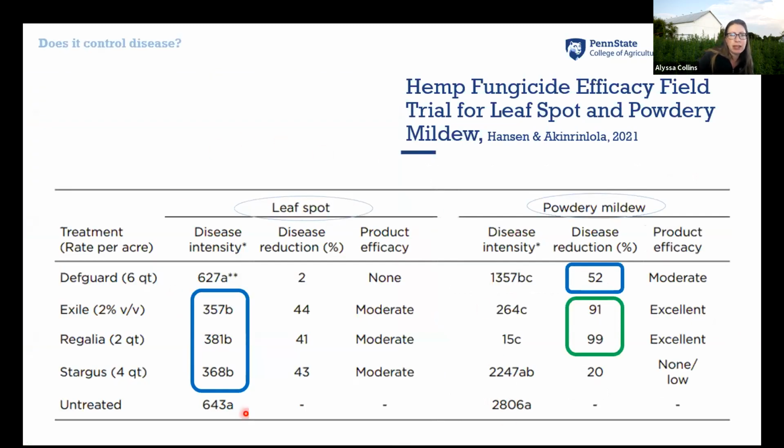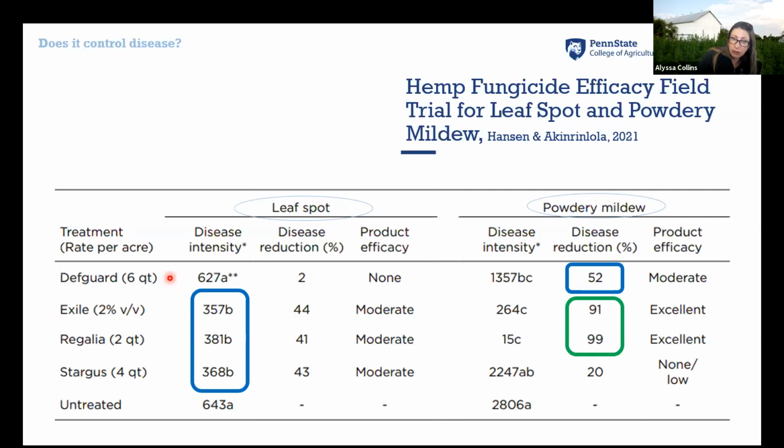So looking at the leaf spot, separate from the powdery mildew, because they're caused by two different fungi. The leaf spot was controlled moderately well. It was controlled by Exile, Regalia, and Stargus, but it was not controlled by this product called DefGuard.